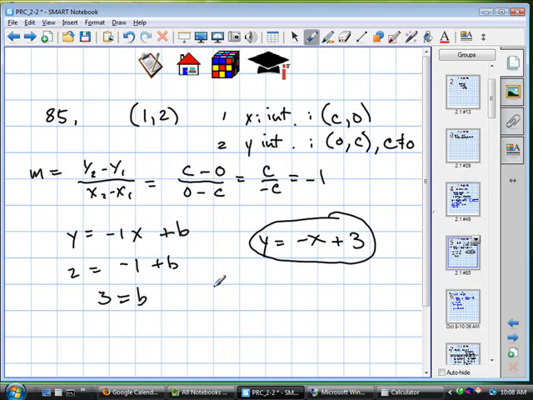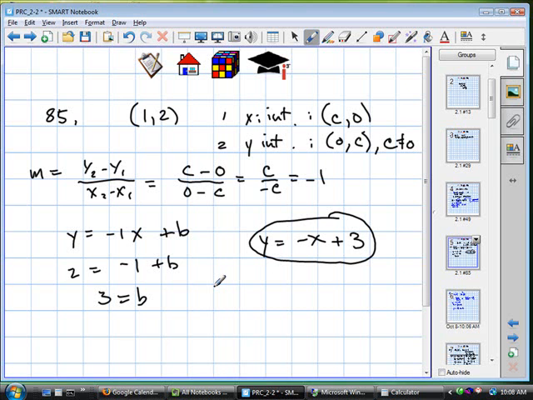All right, number 85. They gave you a point. They gave you the x-intercept and the y-intercept. So I got them all up there. Here's the point. We know it goes through. We know its x-intercept is interesting, c comma 0, and the y-intercept is 0 comma c.